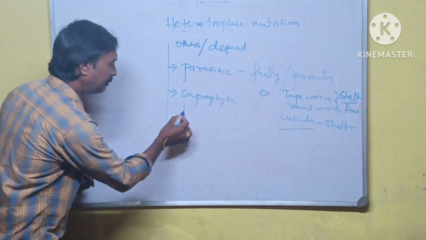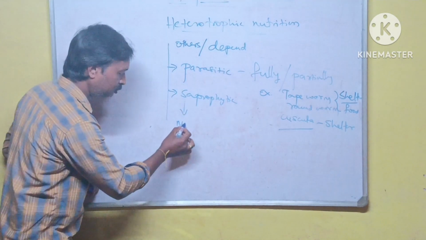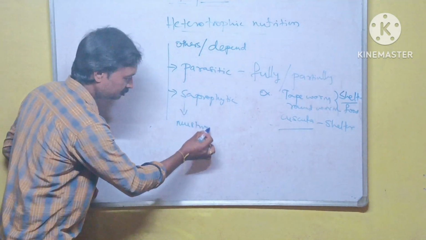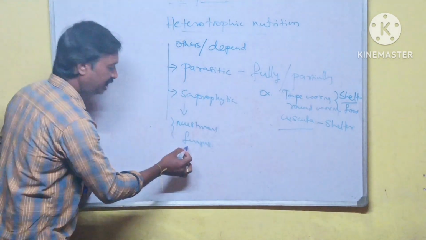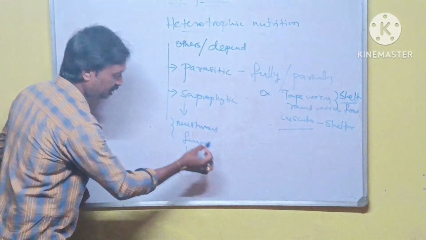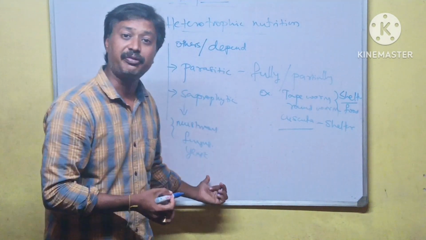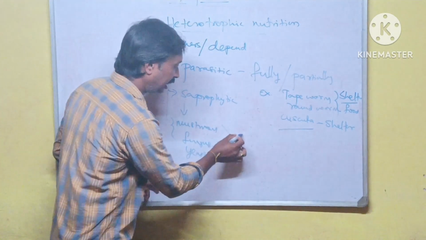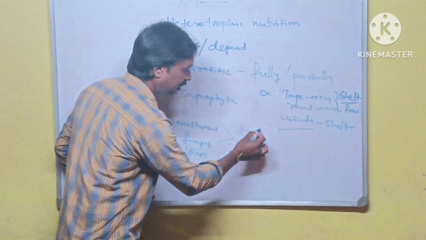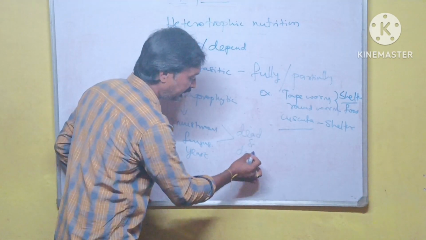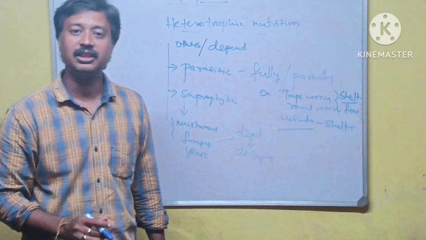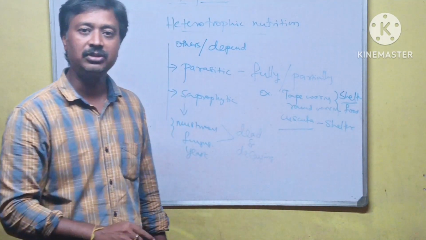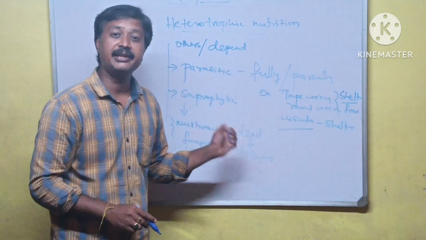Another one is saprophytes: mushroom, fungus, yeast. These all come under saprophytes. They get their food from dead and decaying organisms. Saprophytes are the organisms which get food from dead and decaying organisms.